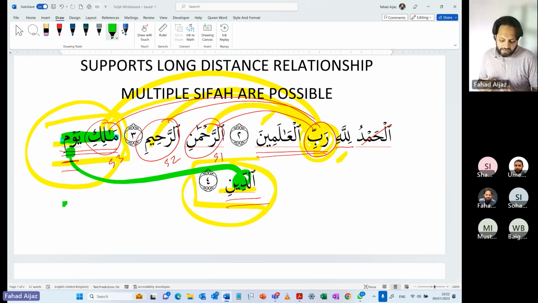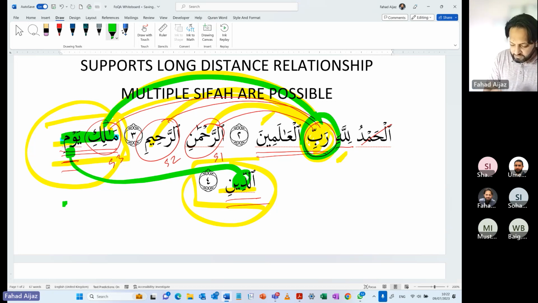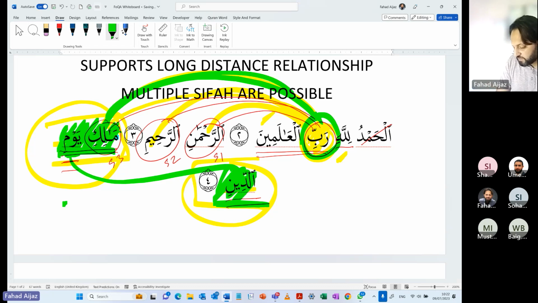I mean, owner is the characteristic. It's something defining somebody. It's a title, right? And that title needs to be given to somebody, and that is the mausuf. So this connection exists, okay? And Maliki Yomi connection is also existing. Yomi and Adini connection is also existing. So what you do is pick up the entire thing and you assign it as a characteristic of the Rab.